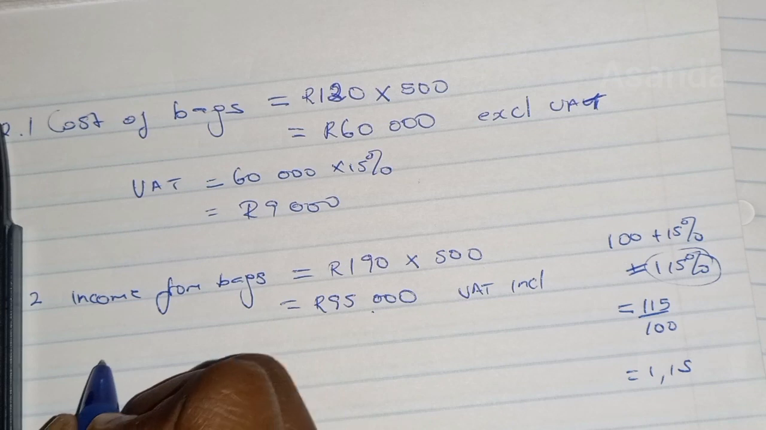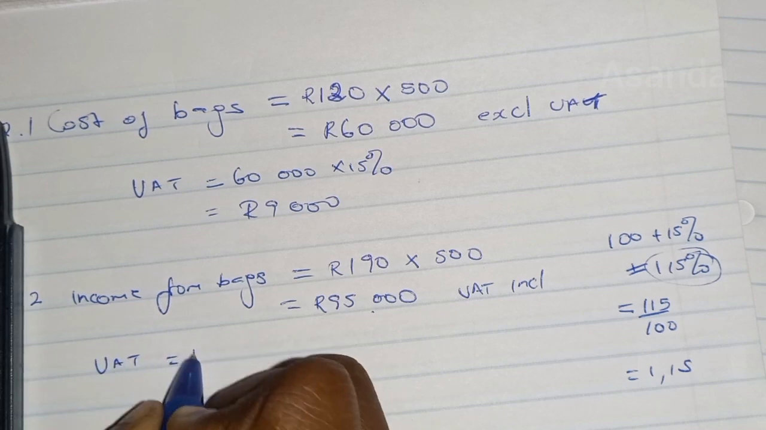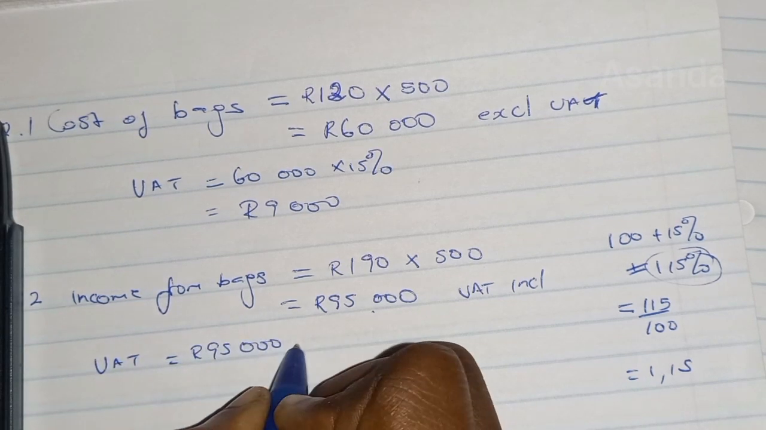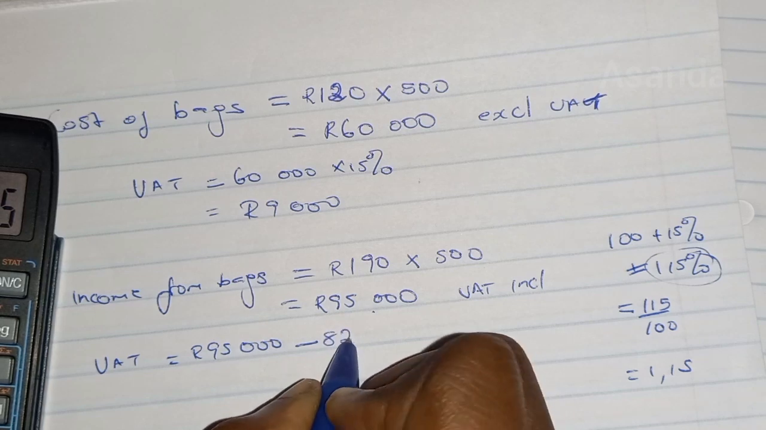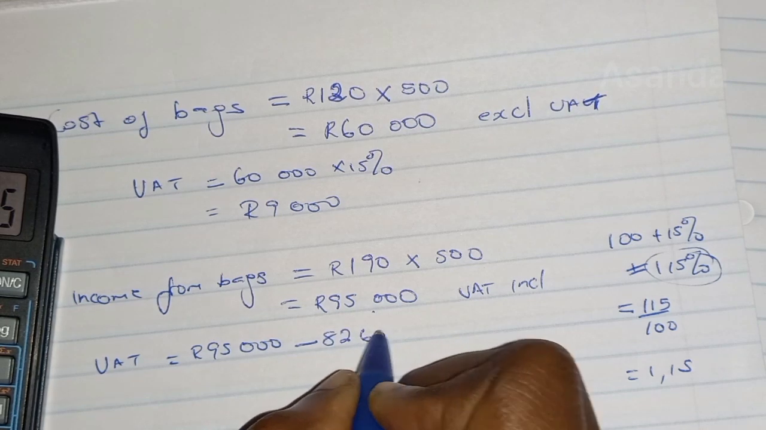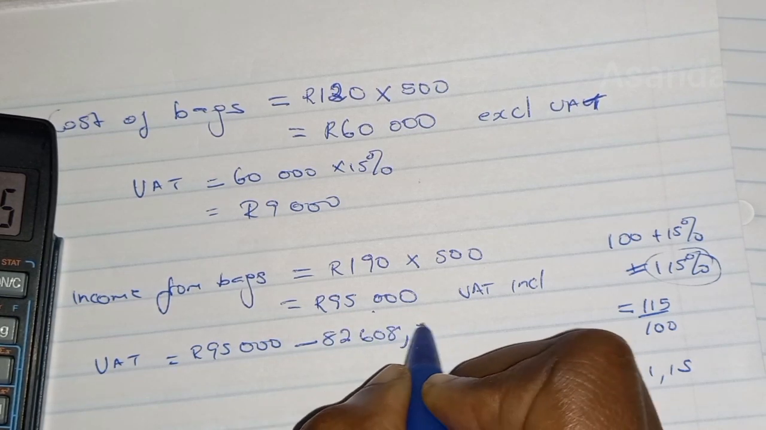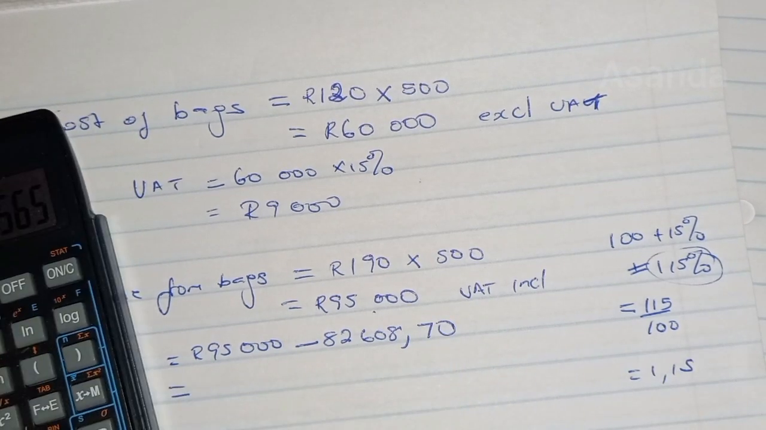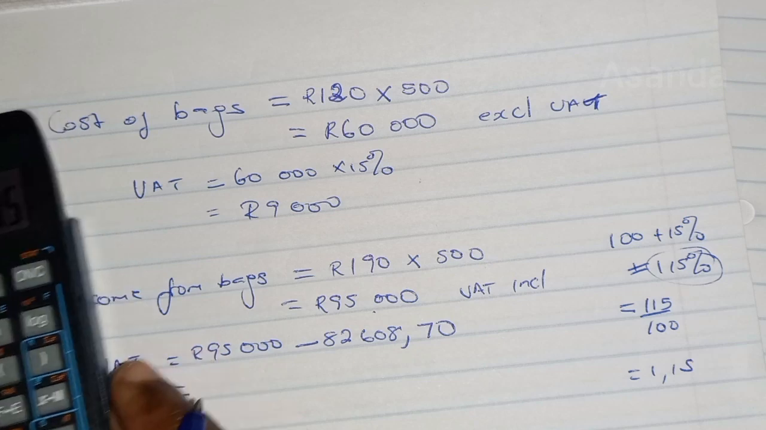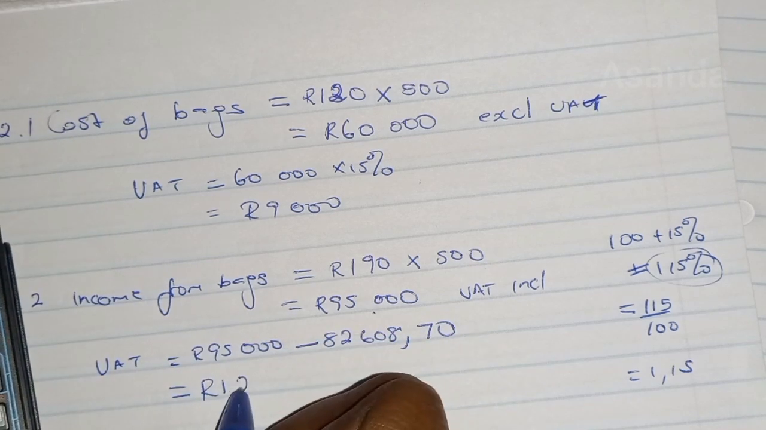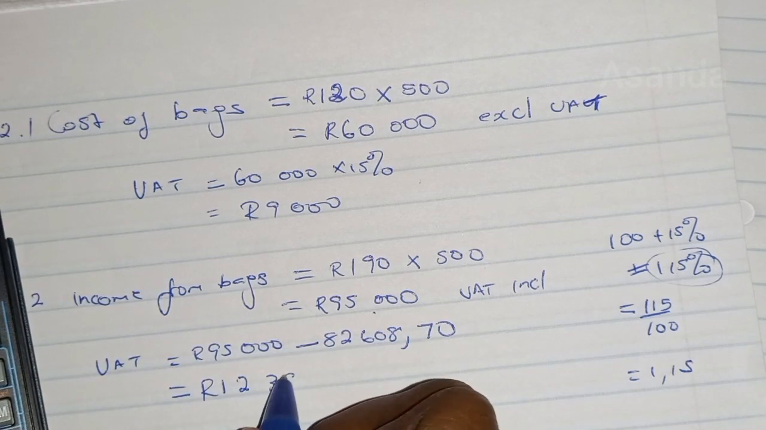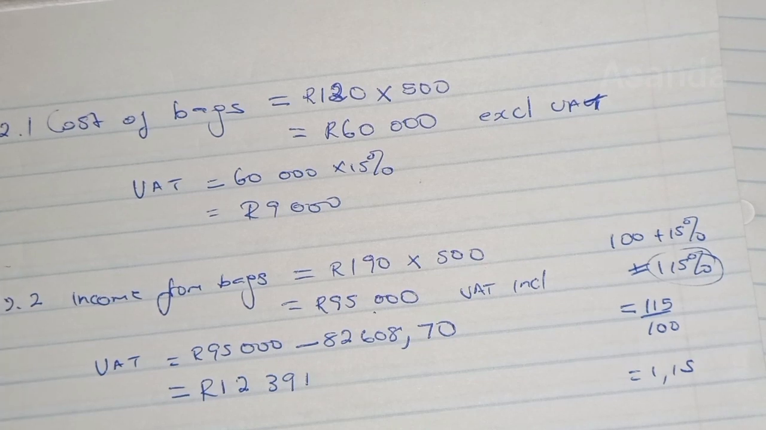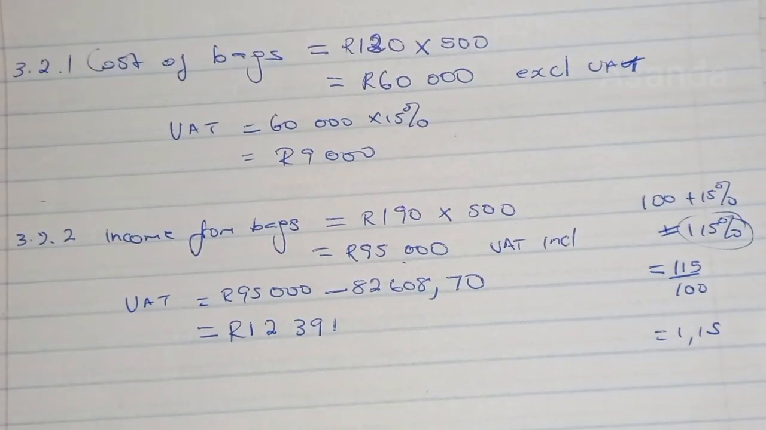And then to find VAT, I'm going to say this 95,000 rand minus 82,608.70. I've rounded off. And then the VAT here is 12,391 rand. So this is the amount of VAT that she received from the customers. That's only VAT.